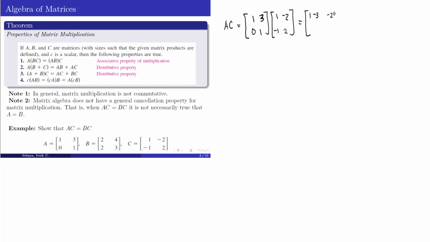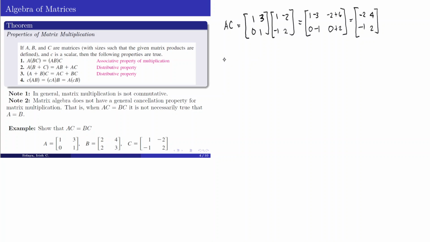Then the product of this is 6, so plus 6. And then this second row multiplied by this first column. So that would be 0 plus -1, or 0 minus 1. And then this second row times the second column, which is 0 plus 2. Now to simplify, we have this. This is -2, 4, and then -1, +2. Okay, so that is the product of A times C, or the product of matrices A and C.